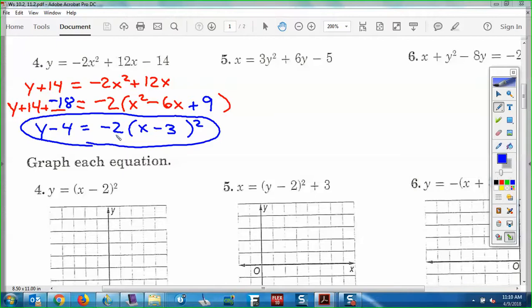Matter of fact, I'm gonna do one like that here in a minute. I'm not sure you had one like that on the worksheet, so I'm going to show you what that would look like. Okay, but now we've got our center.